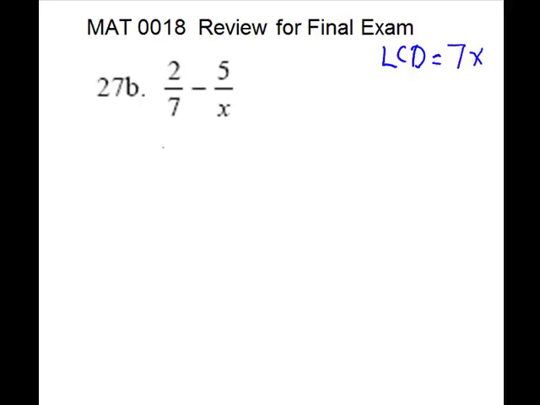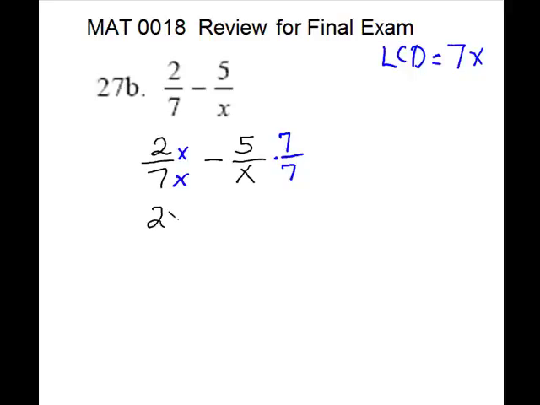So for the first fraction, we'll bring down what we have. Check the denominator to see what's missing. We have a 7. We want 7x. So we'll have to put the x on. It's missing. For the second fraction, we'll bring down what we have. This time on the denominator we have x, but we want a 7x. So we're going to have to put the 7 on. Also do it to the numerator. Now let's clean those up.